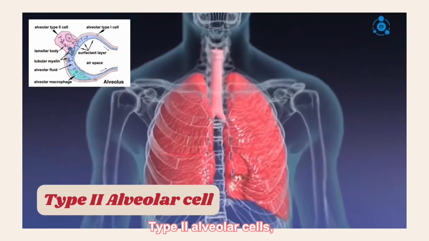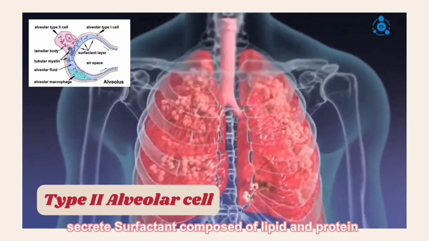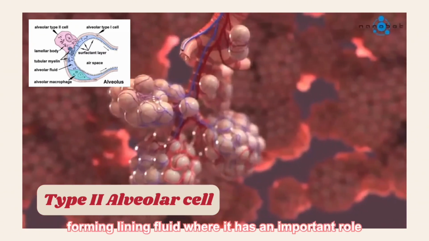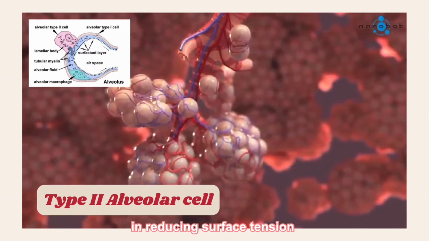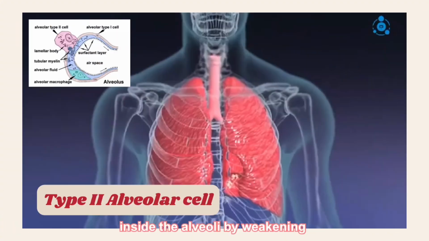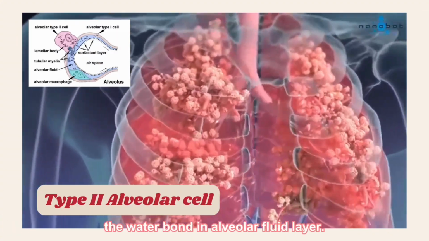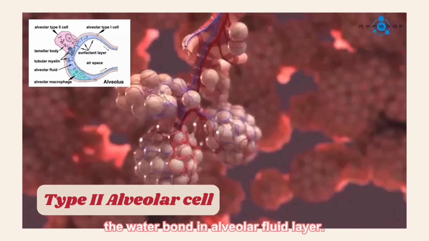Type 2 alveolar cells secrete surfactant composed of lipid and protein, forming lining fluid, where it has an important role in reducing surface tension inside the alveoli by weakening the water bond in the alveolar fluid layer.